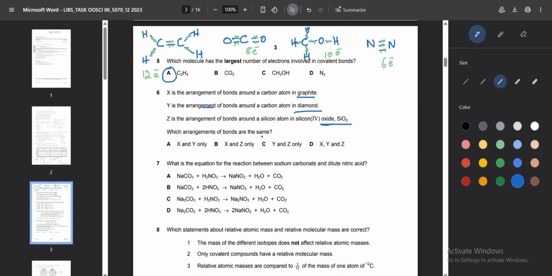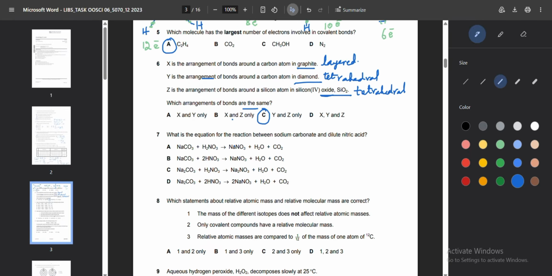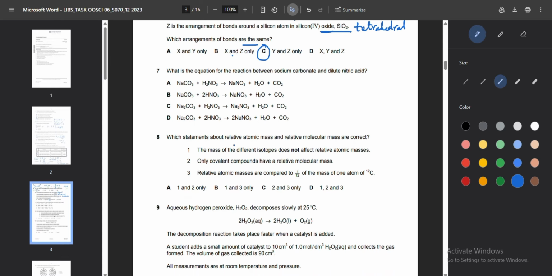Okay, so which arrangement of bonds are the same? In graphite, we know that there are hexagons. It has a layered structure. There are layers which are separated from each other, whereas diamond has a tetrahedral structure. So as the silica also has tetrahedral structure. Graphite has a layered structure. So that makes our option C the correct one. So which arrangements of bonds are same? It is for diamond and silicon 4 oxide. Both have a tetrahedral structure.